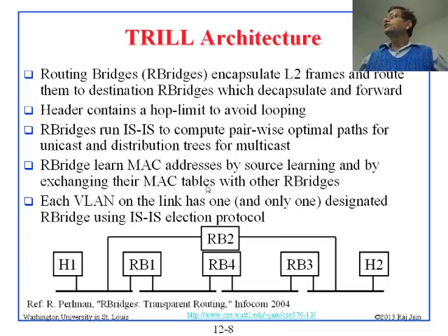So R bridges learn MAC addresses by source learning and by exchanging their tables with other R bridges. And each VLAN on the link has one and only one designated R bridge using the IS-IS selection protocol. So now this answers the question that was before. Sorry, I should have read the last line. It says that when you have two bridges, one of them becomes the designated bridge, so for each VLAN there is one designated bridge.